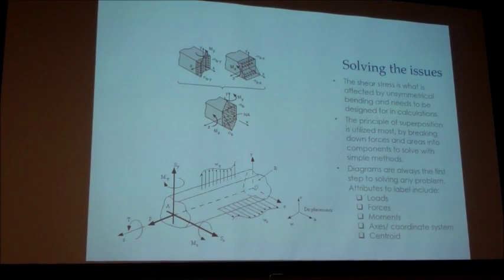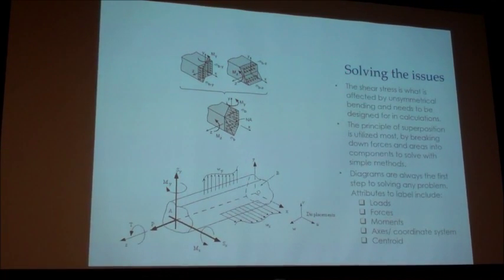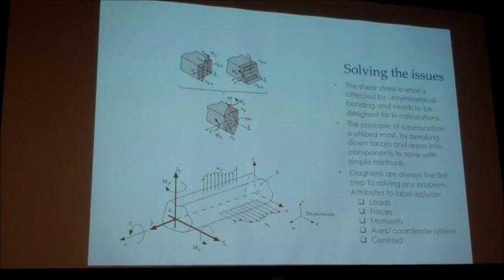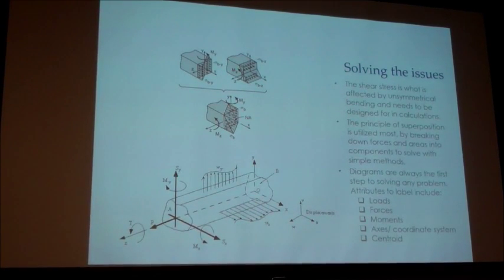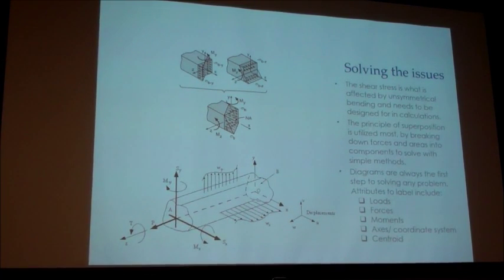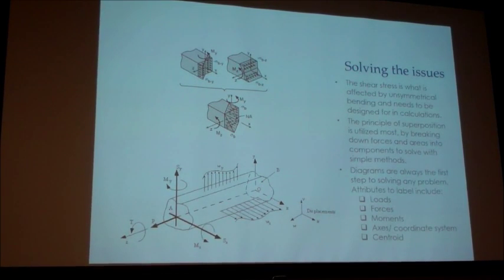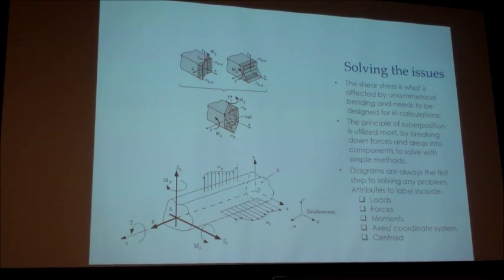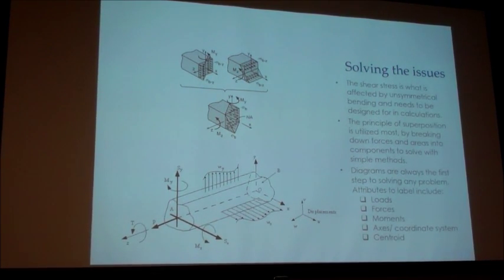So basically, I'm going to dive into steps on solving. Bottom line is that when you have unsymmetrical bending, the biggest issue that's affected is shear stress, and then I guess moment once you take a step further back. And of course, shear stress is what you would end up designing for, either material or girth or what kind of sizes you may need.